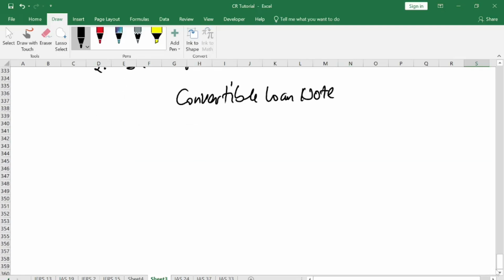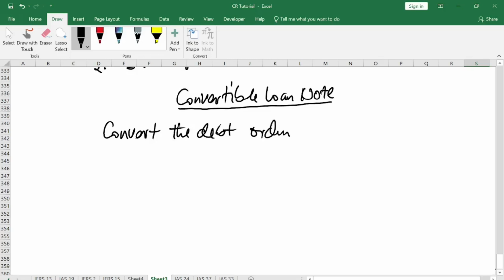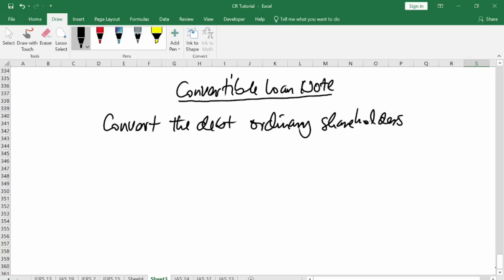Today we'll be looking at convertible loan note. What is a convertible loan note? Convertible loan notes are loan arrangements with creditors that give them the option to convert the debt to ordinary shares. That is the arrangement. When this arrangement happens, the equity increases with no financial investment.